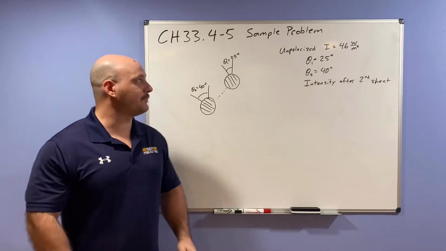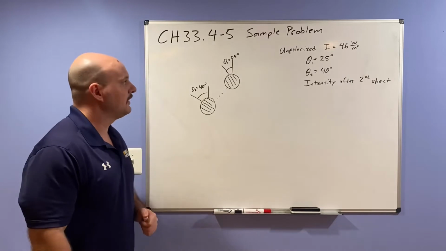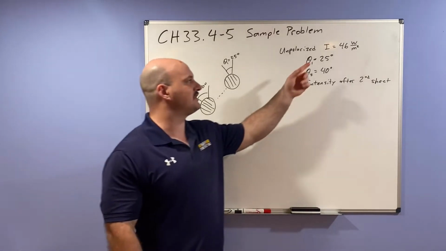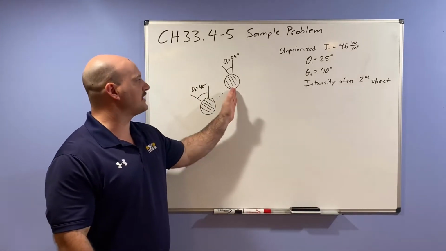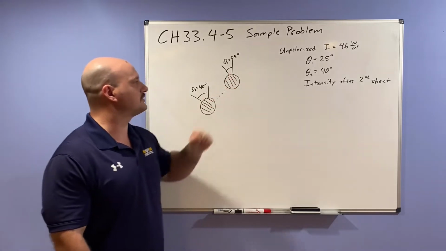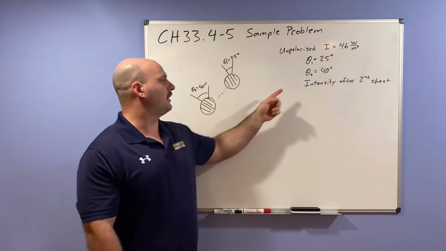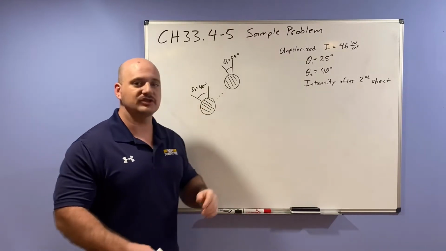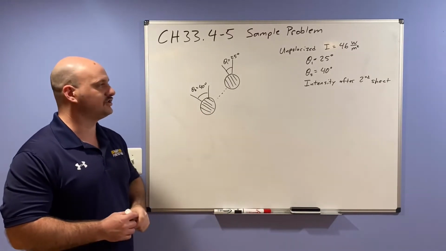Okay, so for this sample problem, this is number 2 on your worksheet. The problem states that we have originally unpolarized light with an intensity of 46 watts per meter squared that strikes a polarizing sheet at an angle of 25 degrees to the vertical, and then a second polarizing sheet with a polarizing angle of 40 degrees to the vertical. And it asks, what is the intensity of the light after the light passes through the second sheet?